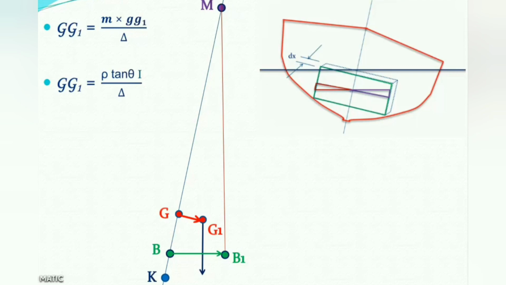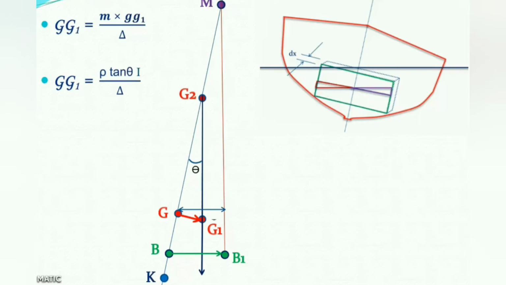Let us extend the vertical line through the new center of gravity upwards. It will be intersecting the center line somewhere at point G2. Initially, the righting lever which we were having was GZ. Finally, it has just been reduced to G1Z.